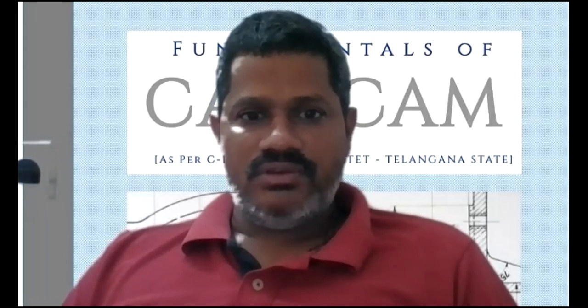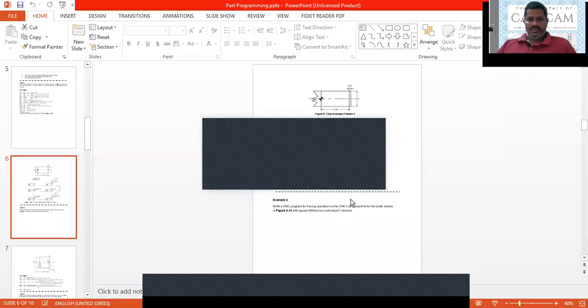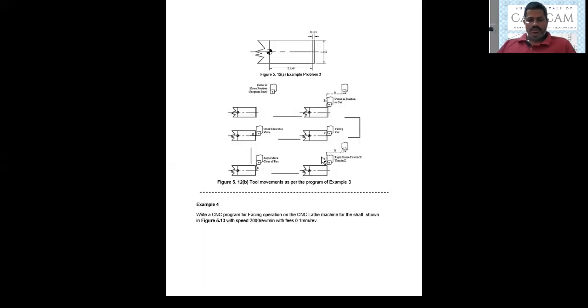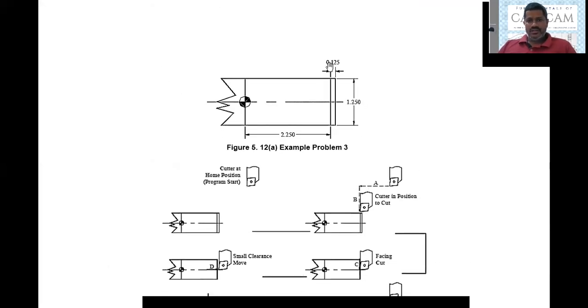Once again, I share. Then I move forward to see. Then this is the depth of cut we have given. So 1.1 includes the clearance also. So the tool may be at this location, exactly at this location.